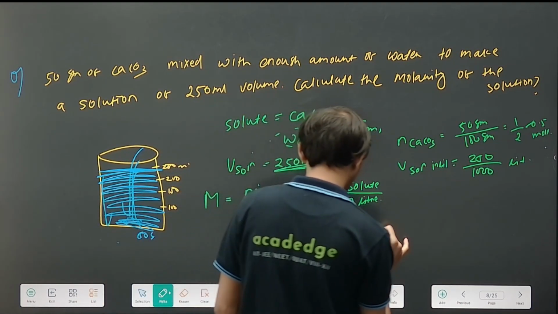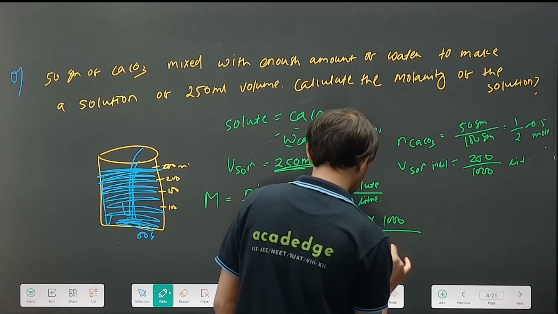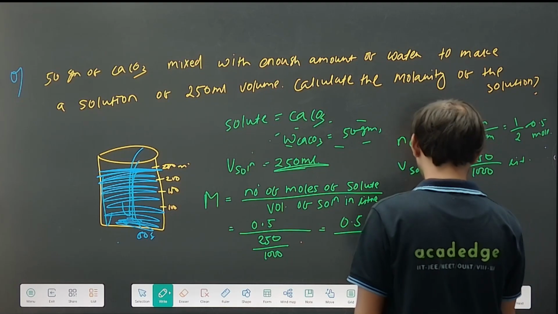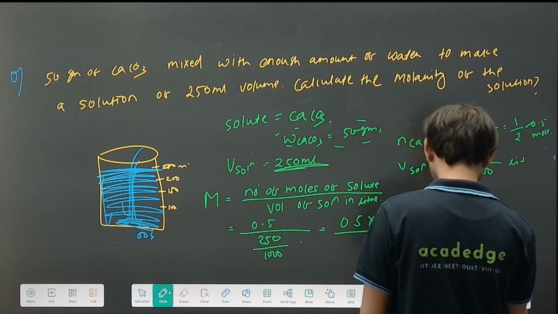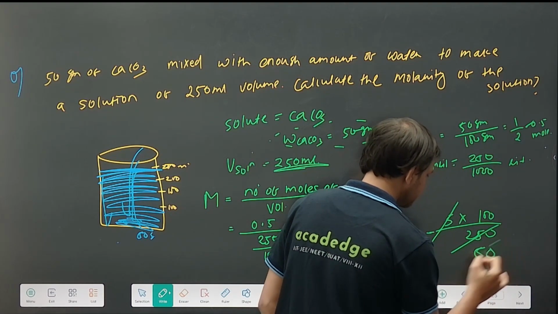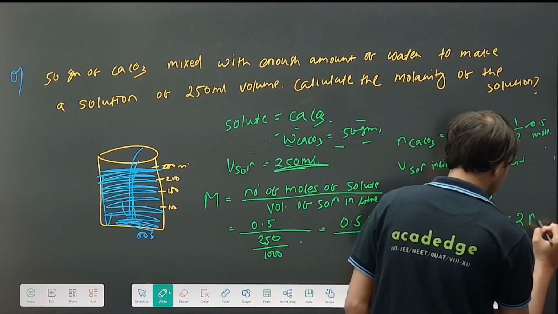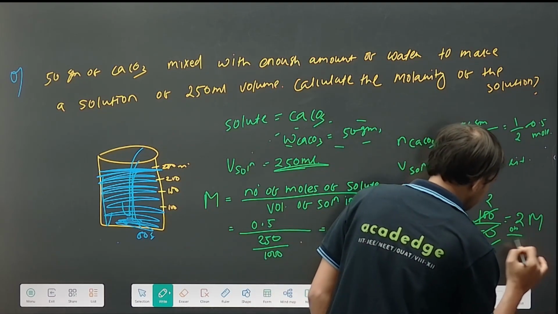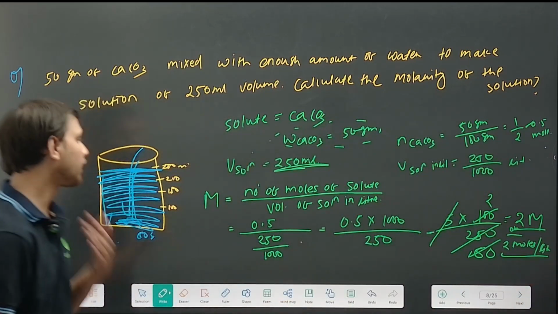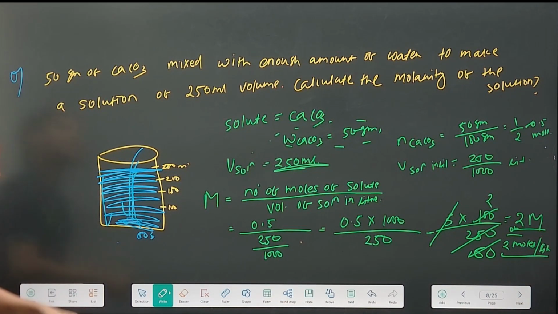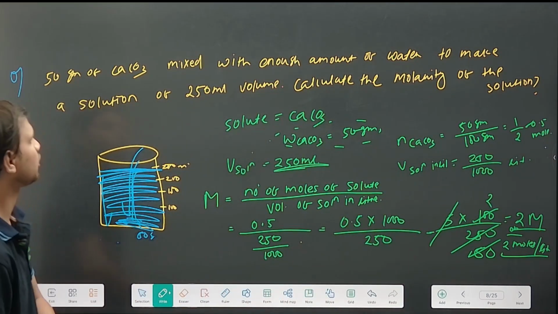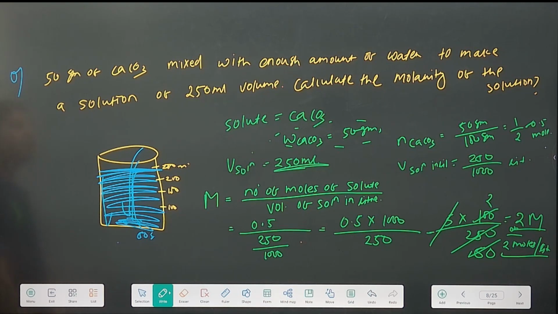So 0.5 into 1000 by 250. Okay, so we can write 5 into 100 by 250. Here I can cancel the 50, so it is 2 molar, or I can easily write it as 2 moles per liter. Okay, so I can easily find the molarity of the solution as 2 molar or 2 moles per liter. Okay, so this is how we can easily calculate the molarity of a given solution.